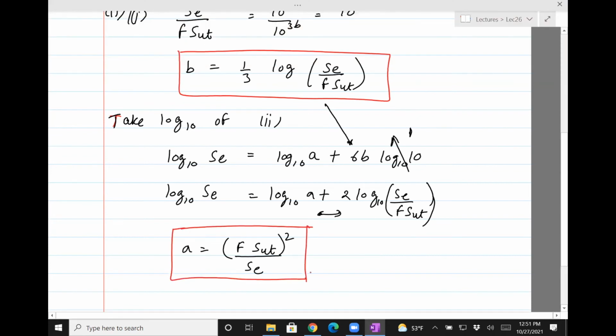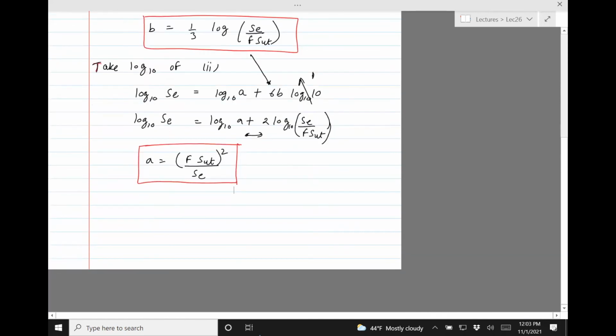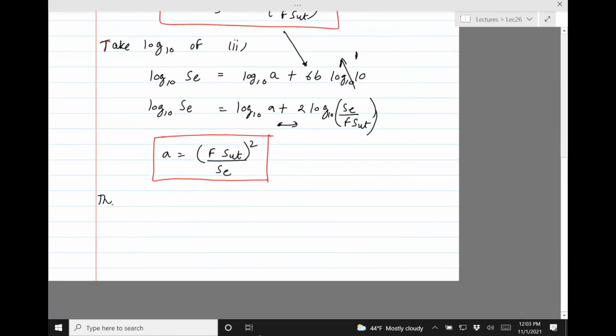Okay, so that's the value for a, and we found the value for b, and so we've modeled that curve and then make predictions. How is the prediction done? Well, now we know a and b. Now what we can do is, the stress equation is S_F equals A n raised to B, where A, B are computed.